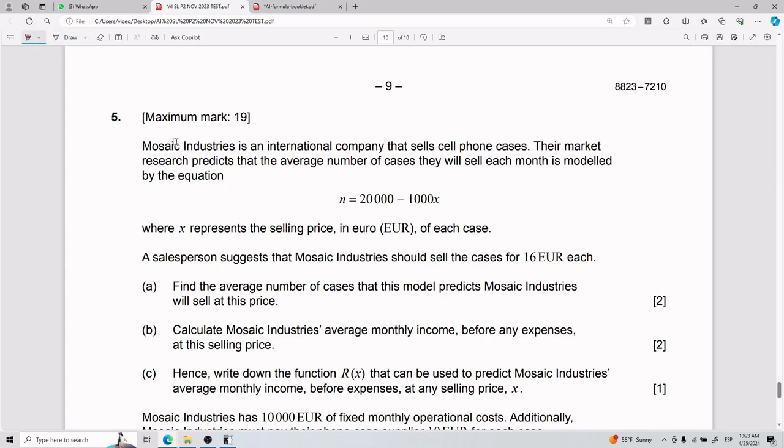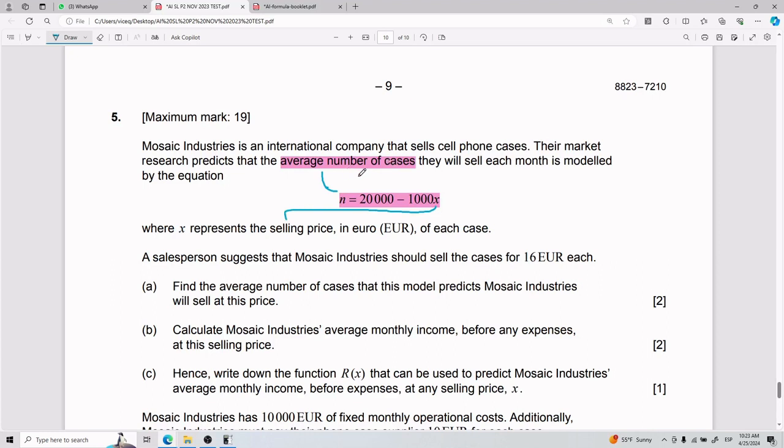We have that Mosaic Industries is an international company that sells cell phone cases. Their market research predicts the average number of cases they will sell each month is modeled by the equation, where x represents the selling price in euros for each case. And N, of course, is going to be the average number of cases. So let's first understand that N is going to sort of be the number of cases, and x is going to be the selling price.